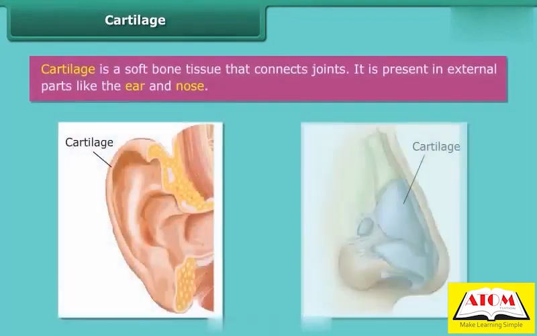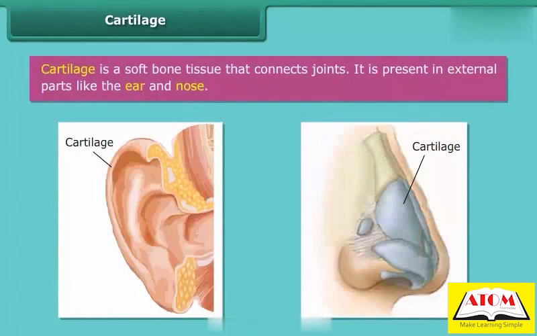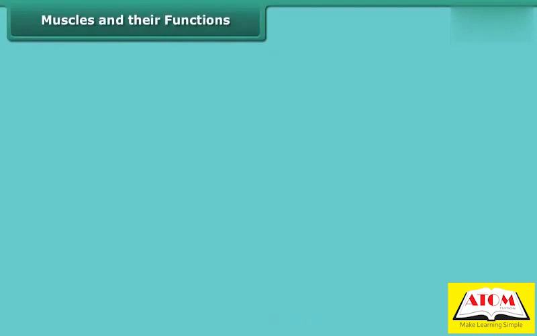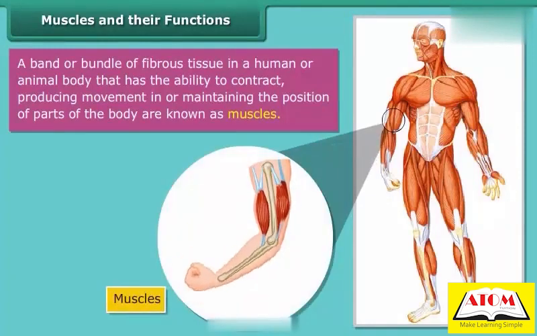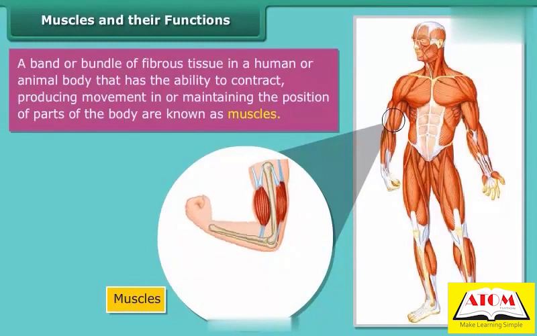Cartilage. Cartilage is a soft bone tissue that connects joints. It is present in external parts like the ear and nose. Muscles and their functions. A band or bundle of fibrous tissue in a human or animal body that has the ability to contract, producing movement in or maintaining the position of parts of the body, is known as muscles. The movement of the body is controlled by alternate contractions and relaxations of two sets of muscles.